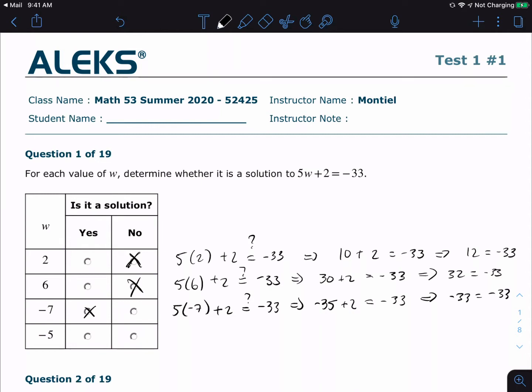Then the last one, it's 5 times negative 5 plus 2. Is that equal to negative 33? We see that's a negative 25 plus 2, and we can see that that's not going to be it, right? That's a negative 23. And so this is a no. So only one solution works. This is the process in doing these problems, and I wanted you to be able to see me doing it so that you clearly understood.